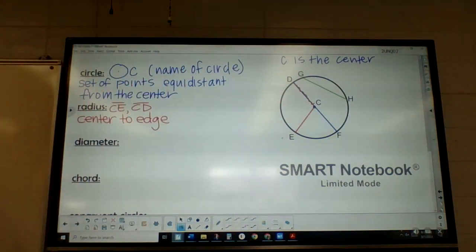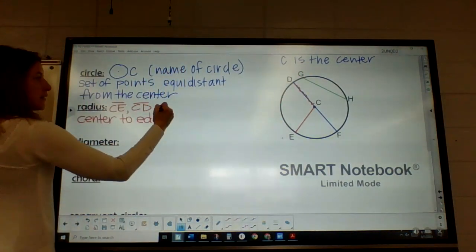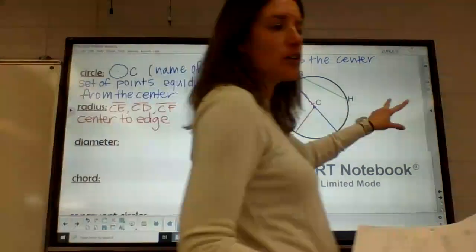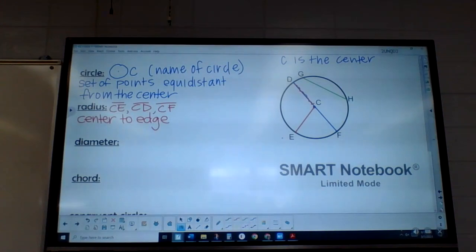What's our other one? Carson? CF. Now, HG is not a radius because HG doesn't go to the center of the circle. Make sure you guys are following along with us, please.